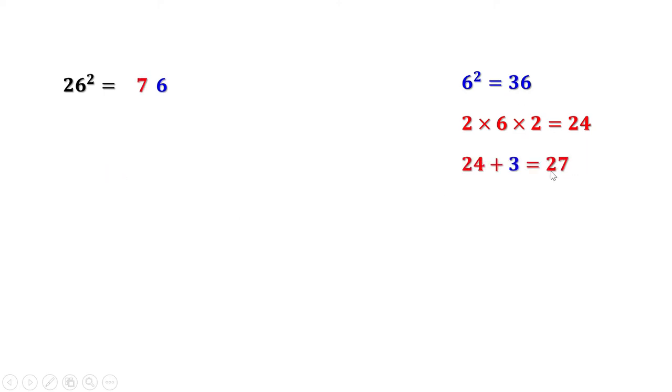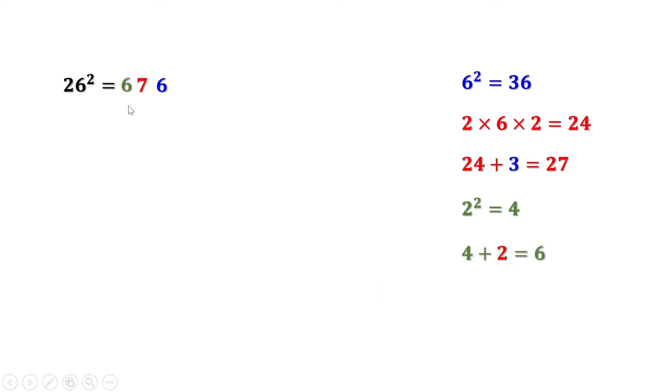Now let us find 26 square. 6 square is 36. We can write only 6 at the units place of the square and 3 is the remainder. Now let us multiply the digits. 2 into 6 is 12. Double it, we get 24. Add the remainder 3 with 24, we get 27. And 7 is the next digit and 2 is the remainder. Now the tens digit is 2. 2 square is 4. Add the remainder 2 with 4, we get 6. And this is the last digit.